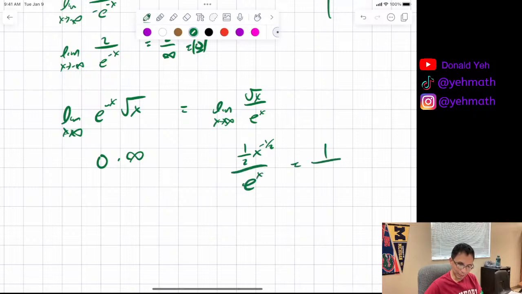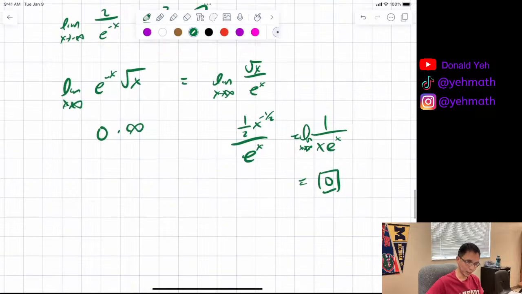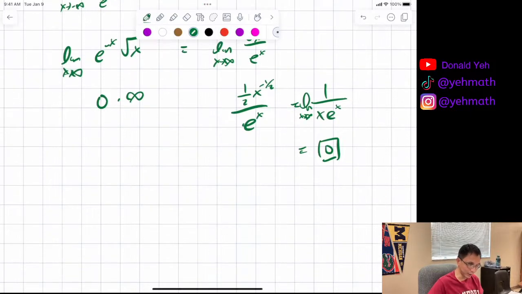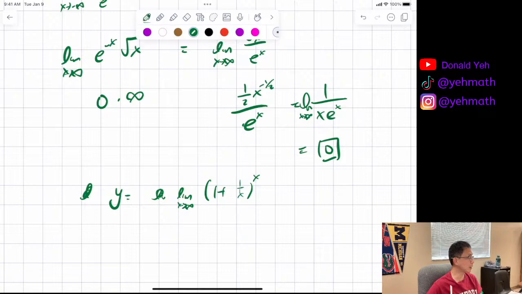so now this is going to become 1 over x e to the x. Of course, that's going to become 0 as x approaches infinity. And you're right, it's equal to 0. We already did that one yesterday with Euler's number. We did that one, right? We already did this one. I don't need to do this one over again, right?